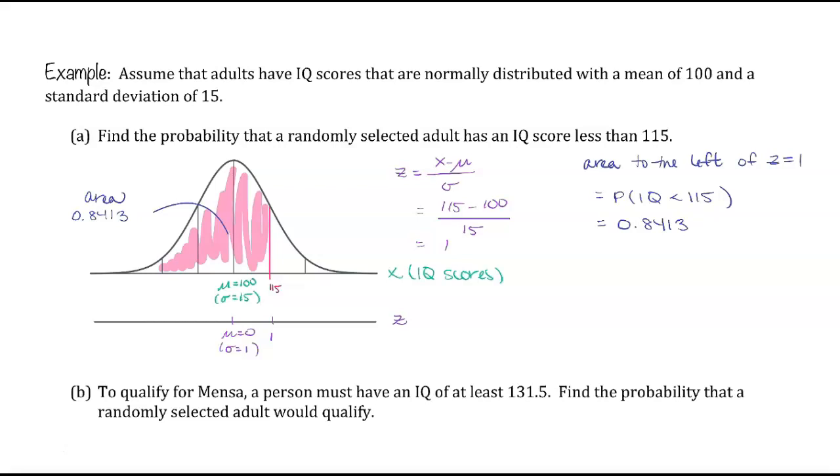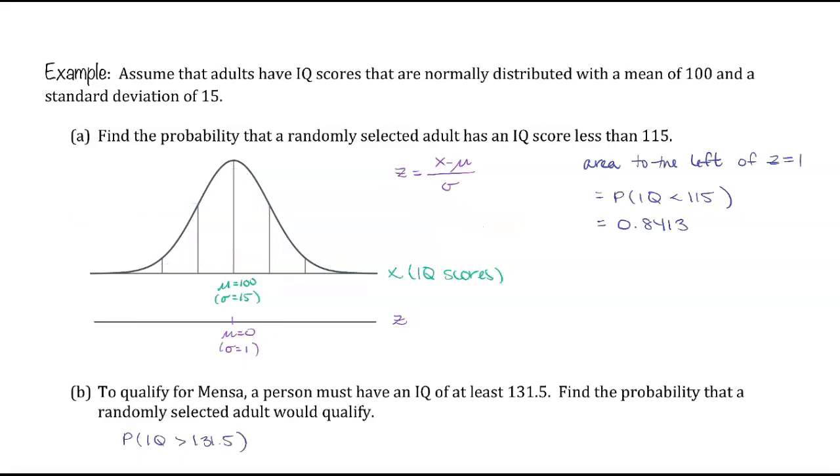84.13%. Now, in order for a person to qualify for Mensa, they have to have an IQ score that's at least 131.5. Let's find the probability that a randomly selected adult would qualify. That is, we want to find the probability of an IQ score being greater than 131.5. Let's change this on our picture. We are now interested in an IQ score of 131.5, which translates to a z-score of 131.5 minus 100 divided by 15, or 2.10. That is, 131.5 corresponds to a value of 2.10 on our z-scale.